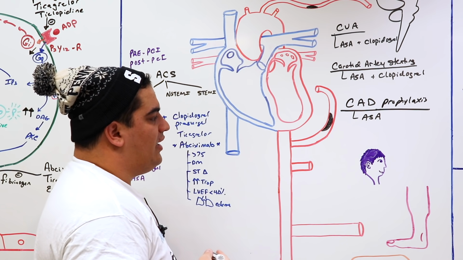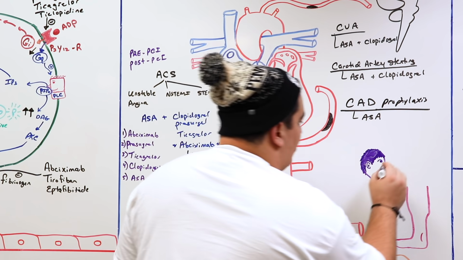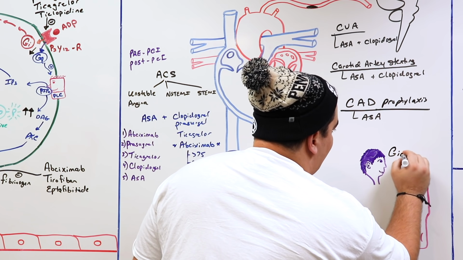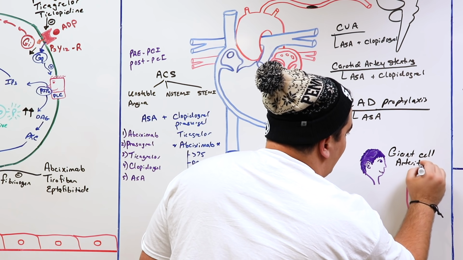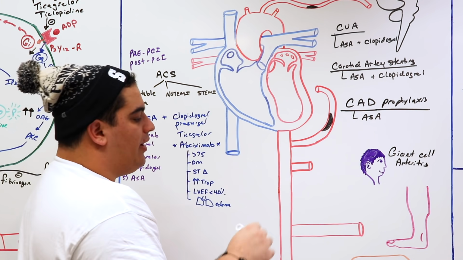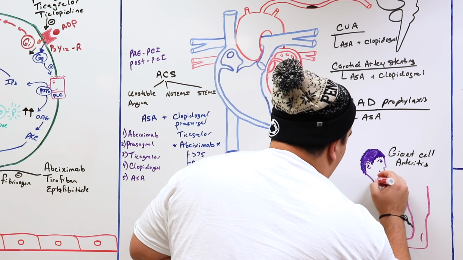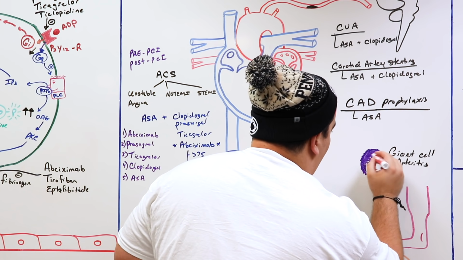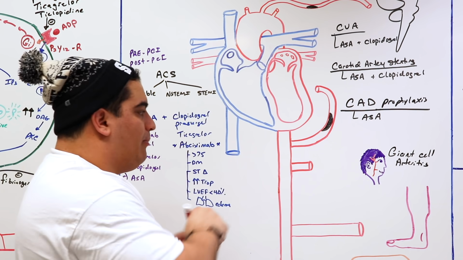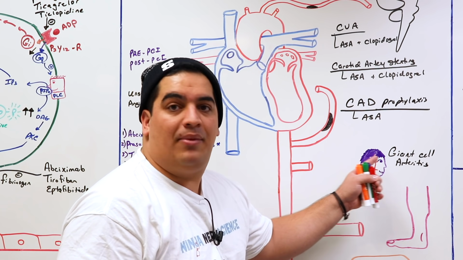Another really interesting indication for these medications, specifically aspirin, is in certain individuals who get what's called giant cell arteritis. You know there's a vessel here called the temporal artery, and what happens is the temporal artery gives off some different branches. So you have the temporal artery, which can actually supply parts of the forehead, right? The temples. But it also has these branches off the internal carotid artery called the ophthalmic artery.